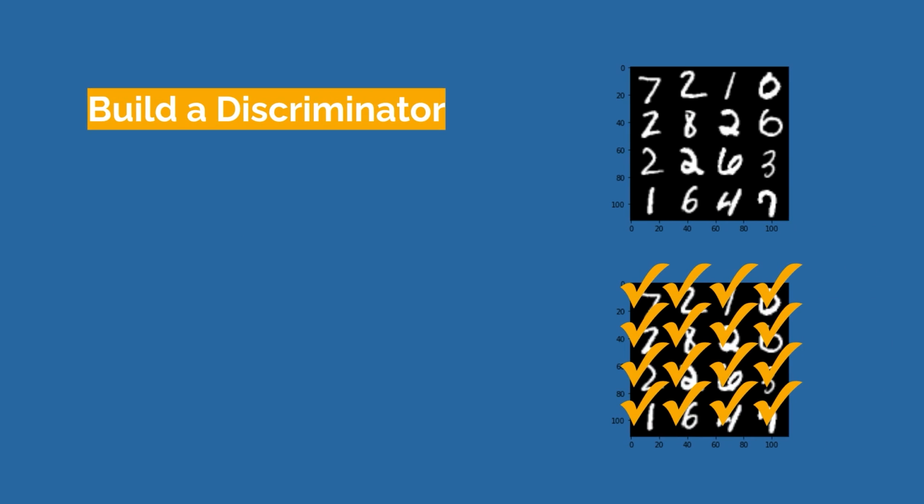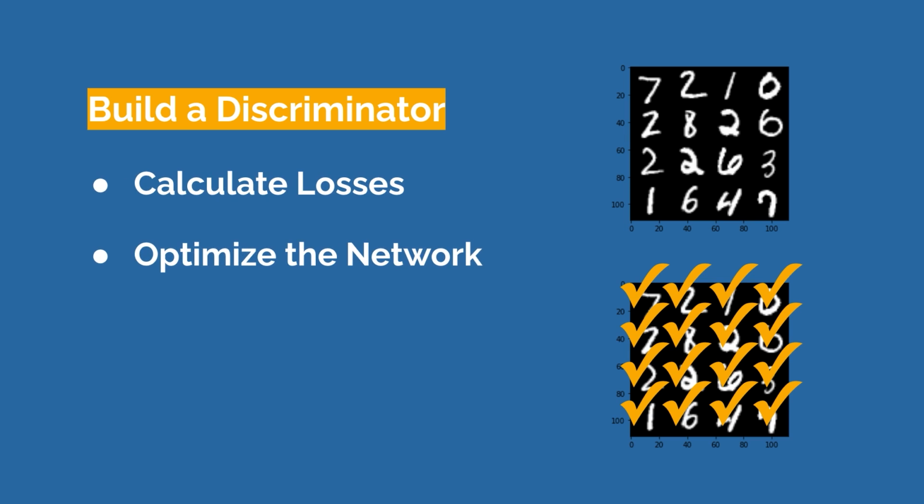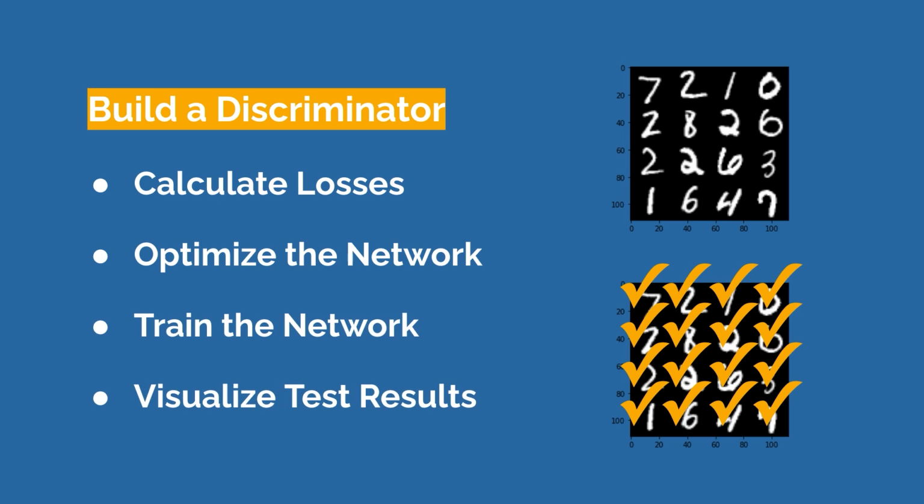Following that, we're going to build a discriminator. A discriminator works hand in hand with a generator for unsupervised learning. The generator is the artist creating images, and the discriminator is the critic that can determine, is an image real, meaning it was created before the algorithm, or is it fake? Was it created programmatically by an algorithm? To build a discriminator, we're going to learn how to calculate loss, how to optimize the network, how to train the network, and visualize test results. So first we'll build the discriminator, and then we'll train it with the generator.